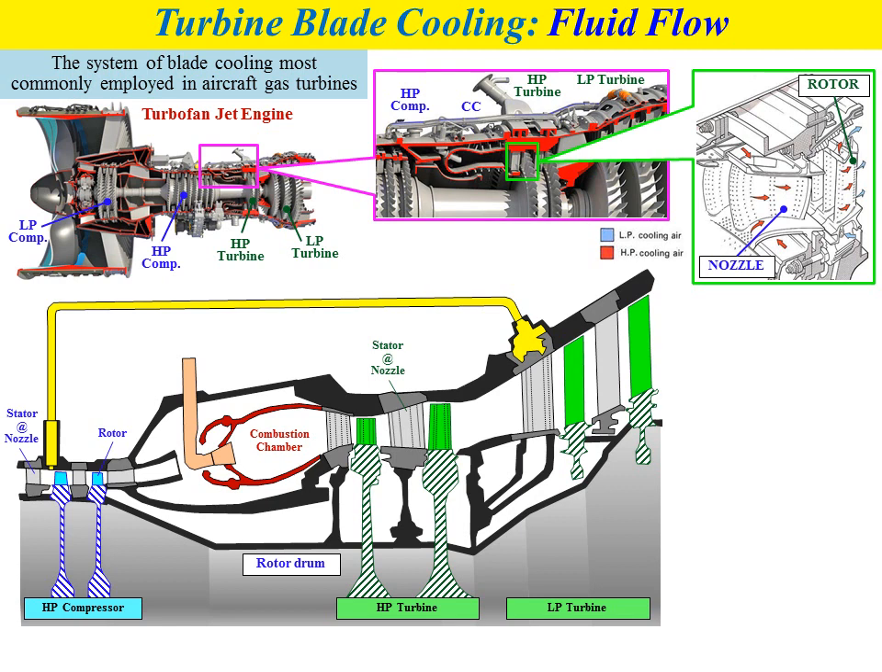So we have the combustion chamber and also the nozzle for the turbine. And the green blades represent the rotor for the turbine. And also we have a ducting system to transfer the compressed air into the turbine blade.